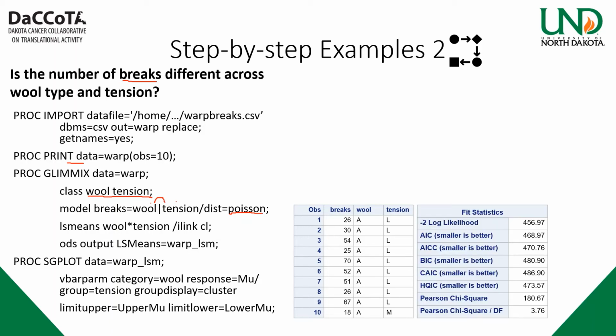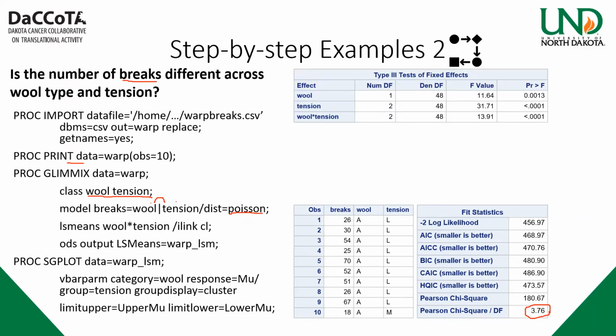We can see the chi-squared over degrees of freedom. It's a little high, but since I'm pretty confident that this is Poisson distributed data, and I've seen other examples with this that use that, I'm going to say that it's close enough. So here's our test of fixed effects: wool, tension, and then the interaction term.